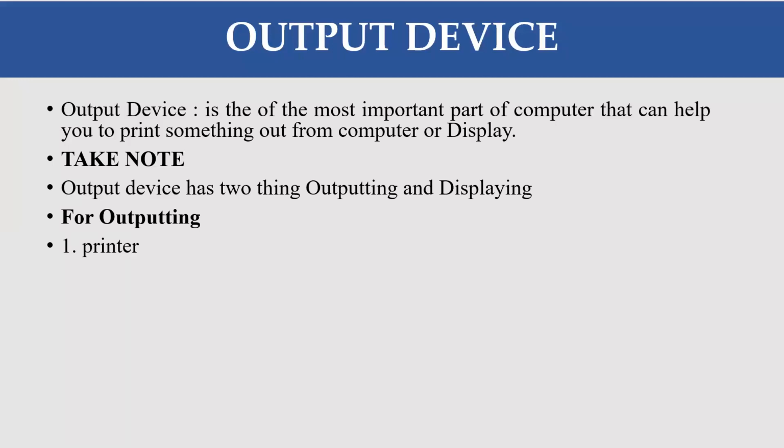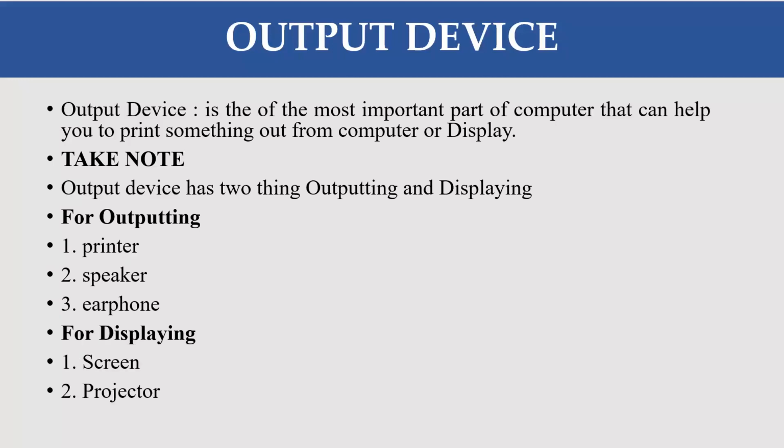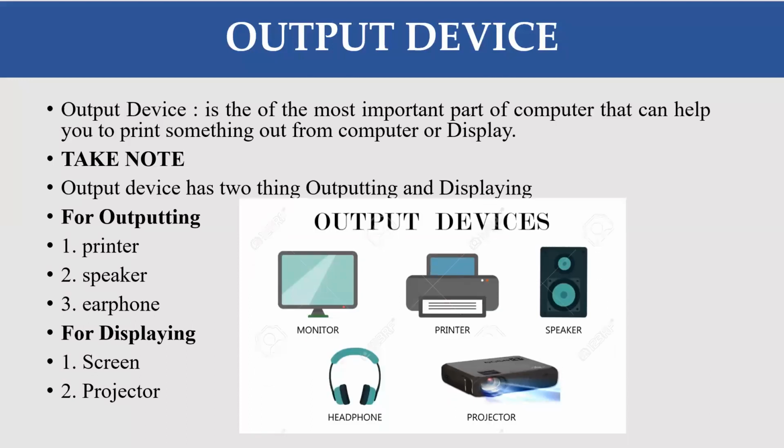So for outputting, we have a printer, we have speakers, and we have earphone also. While for display, we have a screen, we have a projector, they are all output devices. So you see their picture, this is a monitor which serves as a screen of the computer.